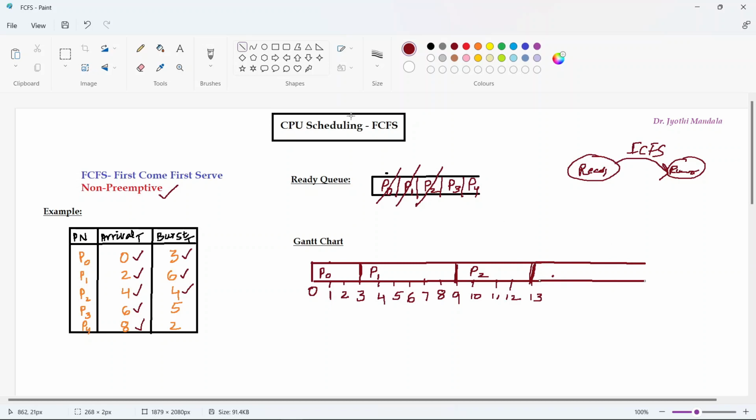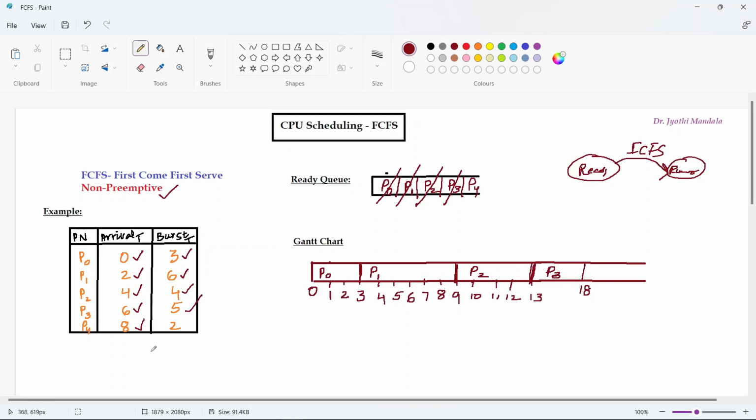Okay, now you can see P2 has completed. Now we have two processes. P3 has come first, so P3 only will get the chance to execute. How many seconds are required by P3? 5 seconds. So 13 plus 5, 18 seconds.